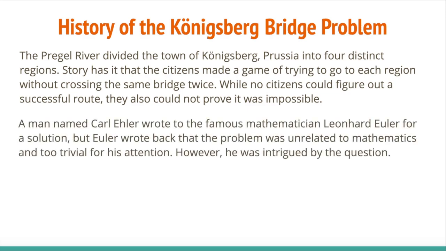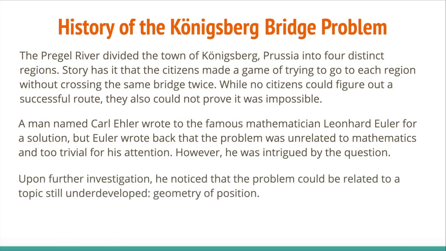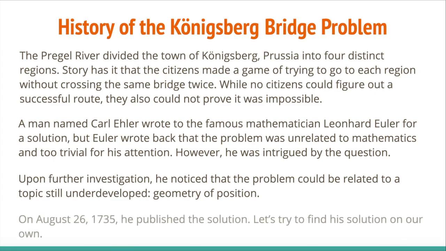A man named Karl Eller wrote to the famous mathematician Leonard Euler for a solution, but Euler didn't think it was related to mathematics and thought it was too trivial for his attention. But the more he thought about it, he noticed that the problem could be related to a topic still underdeveloped, geometry of position. This is now known as graph theory. So on August 26, 1735, he published the solution. But let's try to find his solution on our own.